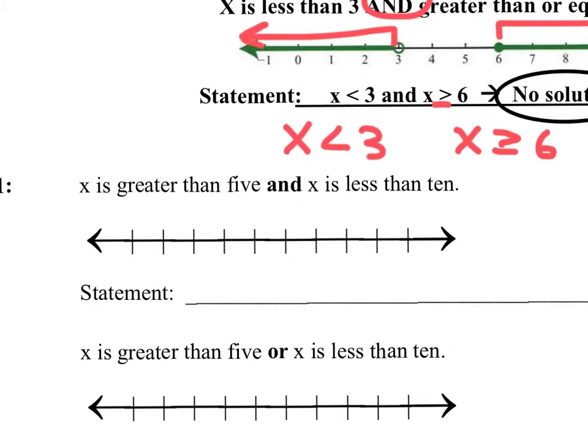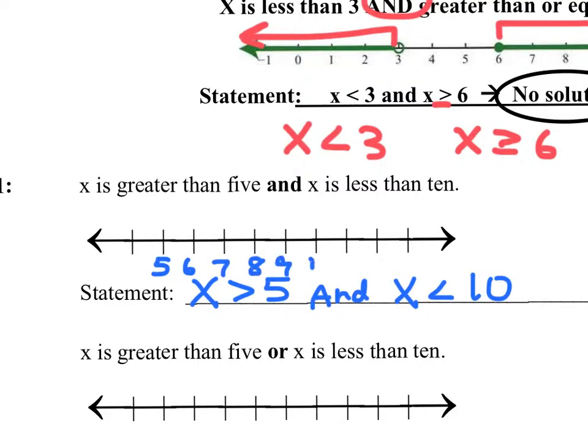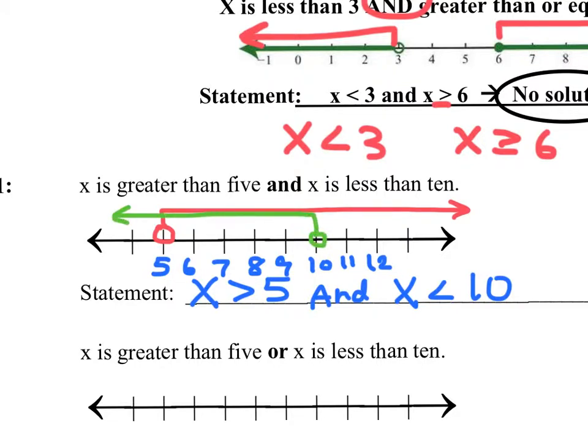X is greater than 5 and x is less than 10. Let's plot this. We've got 5, 6, 7, 8, 9, 10. I'm going to put an open circle on 5. X is greater than 5 is to the right. And for x is less than 10, we have an open circle on 10, less than, to the left. And we want to shade. I am shading in between the 5 and the 10 because there is an overlap.